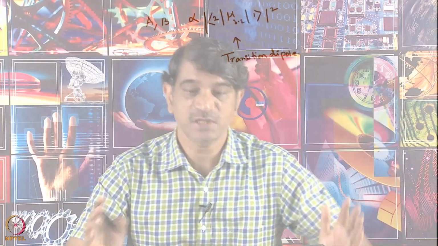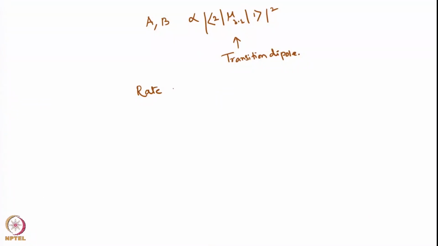Okay. So, essentially the rate of absorption/emission is related to the transition dipole.